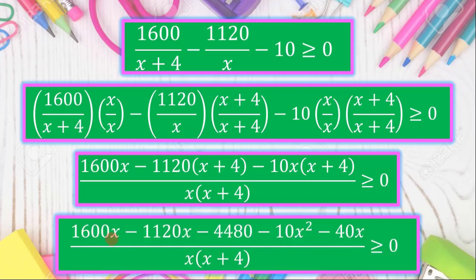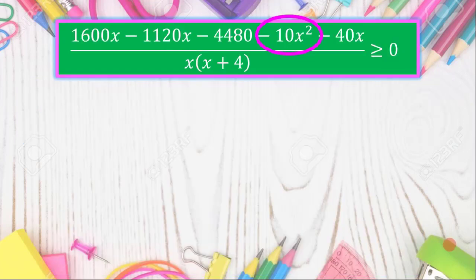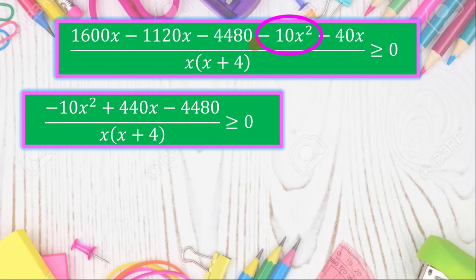Simplifying further, we have this expression minus this one minus the negative 1120 times 4. This gives us negative 4,480. Then we have 10x squared, then minus 40x, all over the denominator, greater than or equal to 0. Let's proceed further. So we have here, let's try to write it down. So we have negative 10x squared. Then we have plus 440x.